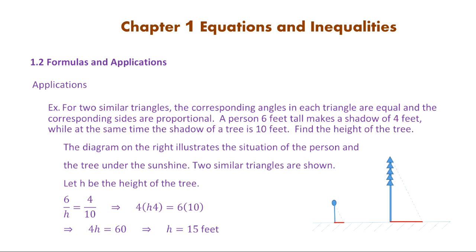And then you just solve it easily by cross multiplying. So you can cross multiply this time. Okay, this is the proportion. Again, with the arrow here, we should not multiply two times. Okay, so we got 4 times h equals 6 times 10. So we got 60 on the right and 4h on the left, and divide by 4, we get h equals 15 feet. Does that make sense?